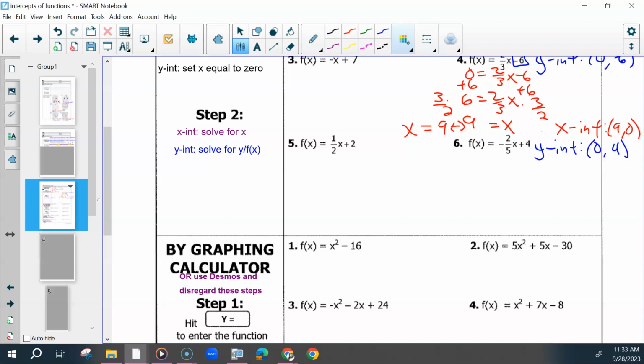Alright, so let's solve for our x-intercept. We can put this equal to 0. And how would we solve for x? Subtract 4 on both sides. And then to get rid of the negative 2/5, we can either divide by negative 2/5 or multiply by negative 5/2. So you guys choose which you do.